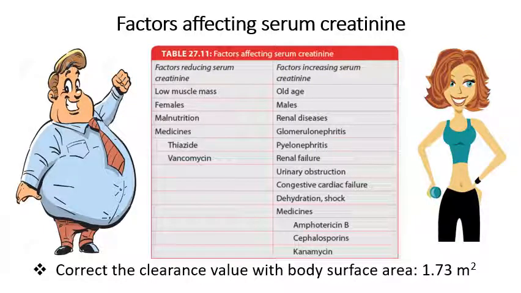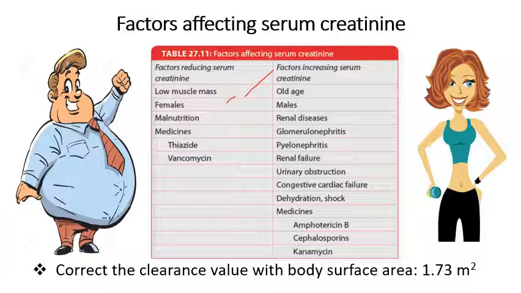So these are the factors which affect the serum creatinine. Factors which reduce the serum creatinine are low muscle mass, and being female, because muscle mass is comparatively low in females compared to males. Then malnutrition, and medicines like thiazide and vancomycin can reduce the serum creatinine level in the human body. Whereas the factors which increase the serum creatinine are old age. Usually in old age, the serum creatinine level is slightly elevated.